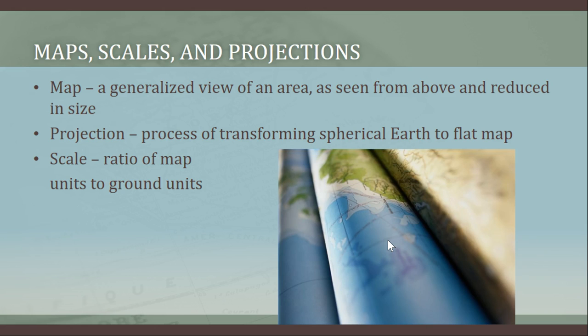Now, there's a couple other things that you need to keep in mind about maps, right? First of all, it's just a generalized view of an area as seen from above, and it's reduced in size, okay? So what that means is that you are projecting this spherical three-dimensional thing, right? Spheres are three-dimensional, to a two-dimensional surface, a flat map. And there are different ways to do that, and we'll talk about how to project, turning this 3D into 2D. And then the other thing that you have to keep in mind is the scale of the map. And this is the ratio of the map units to the ground units. And scales are really important because we're really trying to get that perspective of where everything is situated.